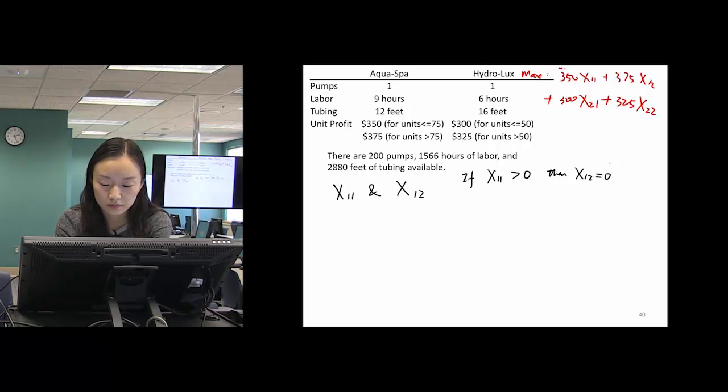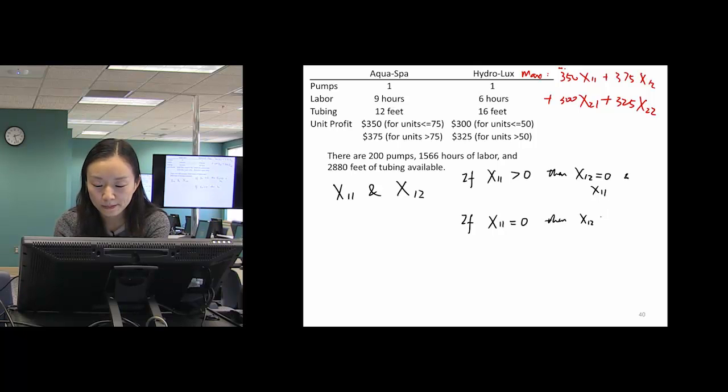And at the same time, vice versa. x11 needs to be what? What's the definition of x11? If x11 is 0, what happens? x12 can be 0 too, right? These are the only 2 situations. x12 can be what? It can be greater than or equal to 0. That's anything it can be.